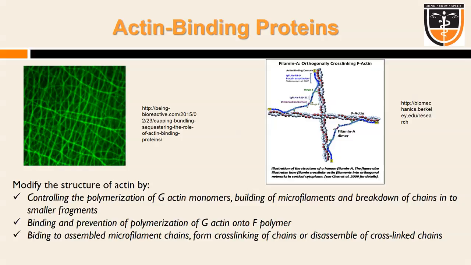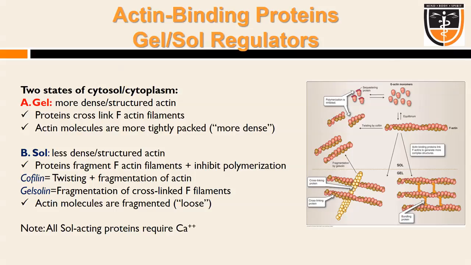Let's talk about actin-binding proteins. Actin-binding proteins are proteins that modify actin. They can cross-link actin, making actin much more tightly bound together. Or these proteins can break down actin. They can chop this poor actin and make it fall apart. So those are the proteins that can modify F-actin in one way or the other. They can prevent polymerization of F-actin, they can stimulate polymerization of F-actin, and they can cross-link F-actin. Why are they important? One of the importances of these actin-binding proteins is that they are involved in gel-sol regulation.